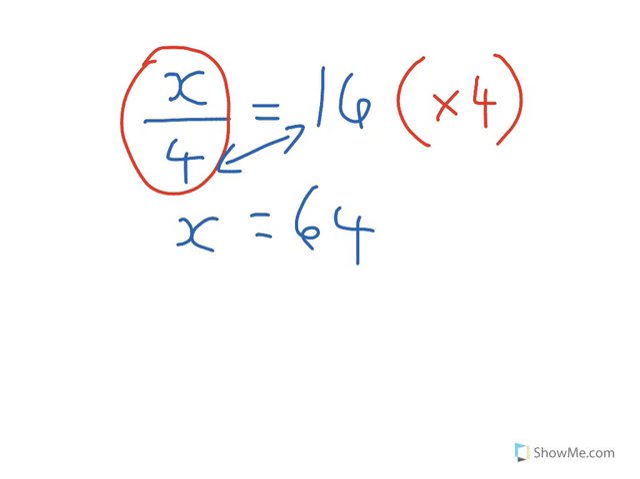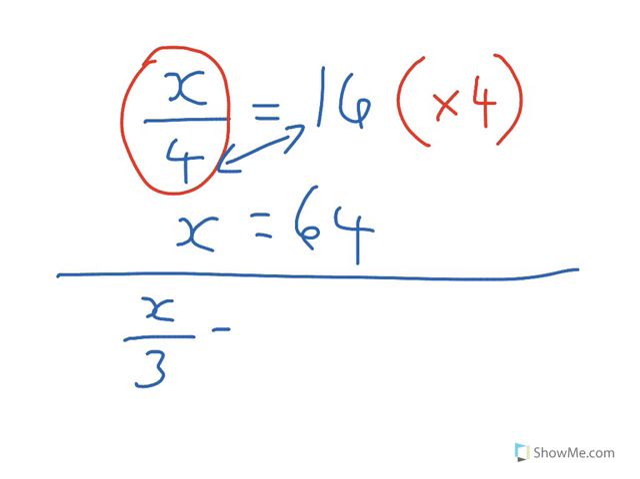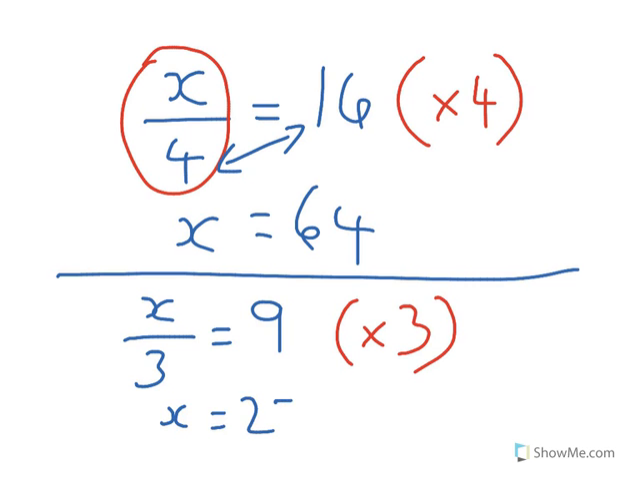X equals 64, let's have another one of those. X over 3 equals 9. So we're going to times by 3 on both sides, which will give us x equals 27. And again, all I've done is multiply those two numbers.